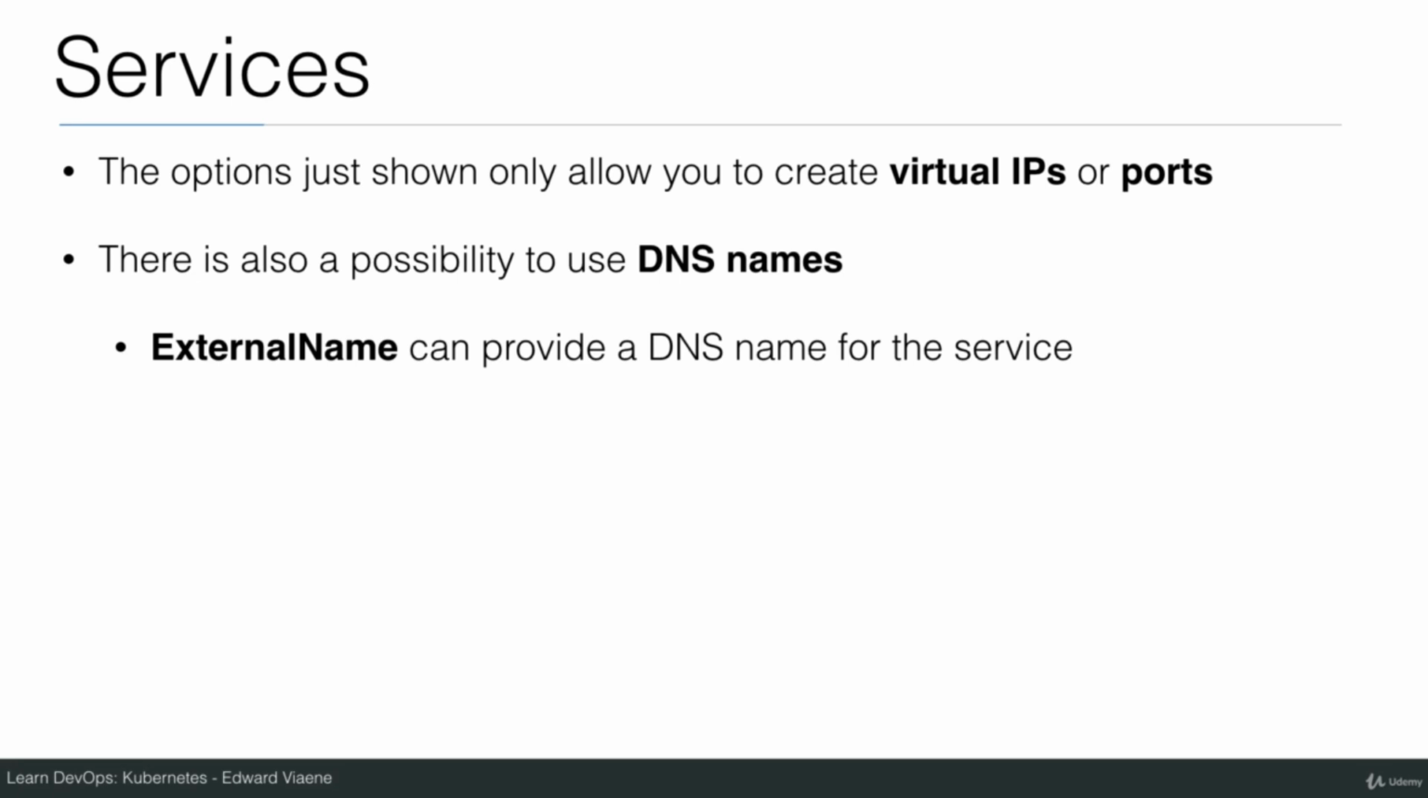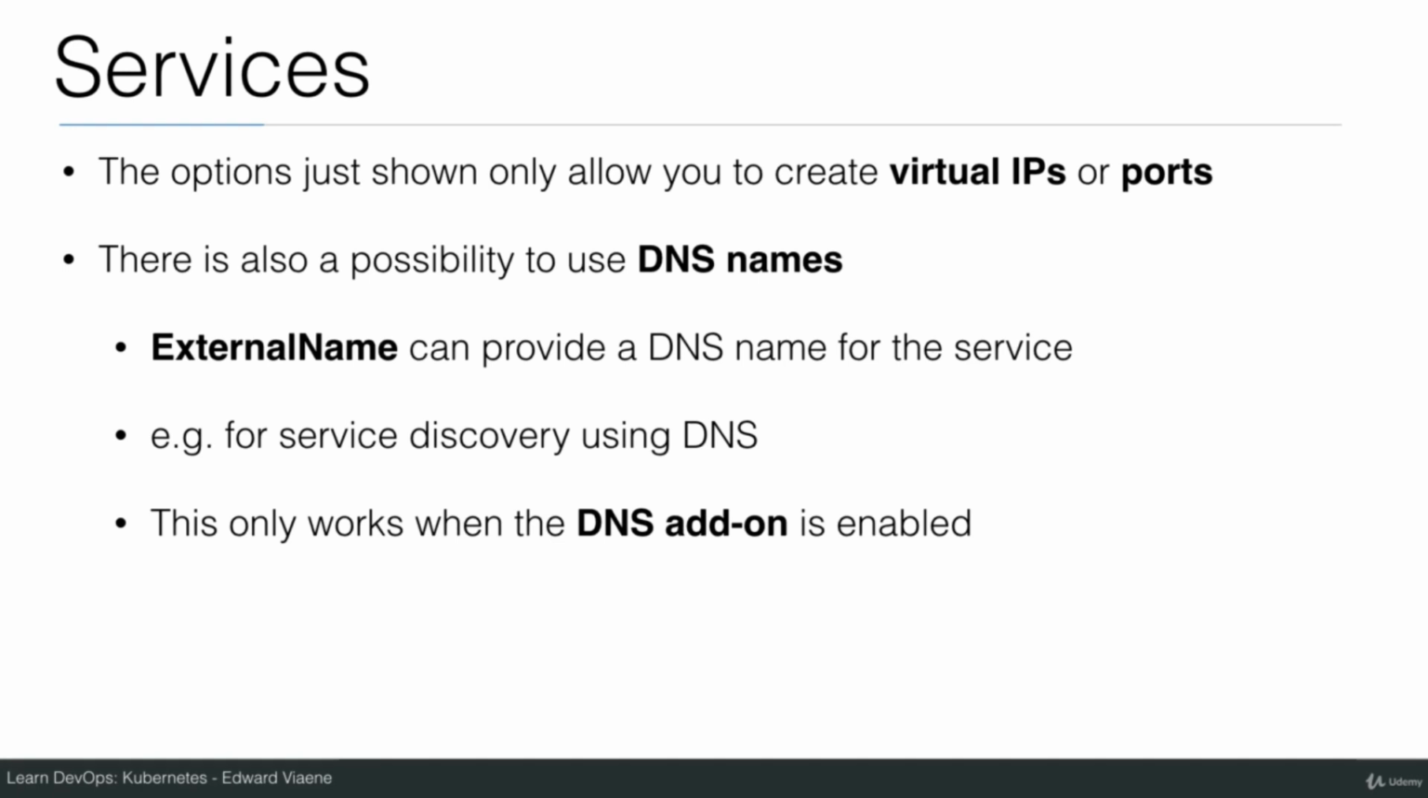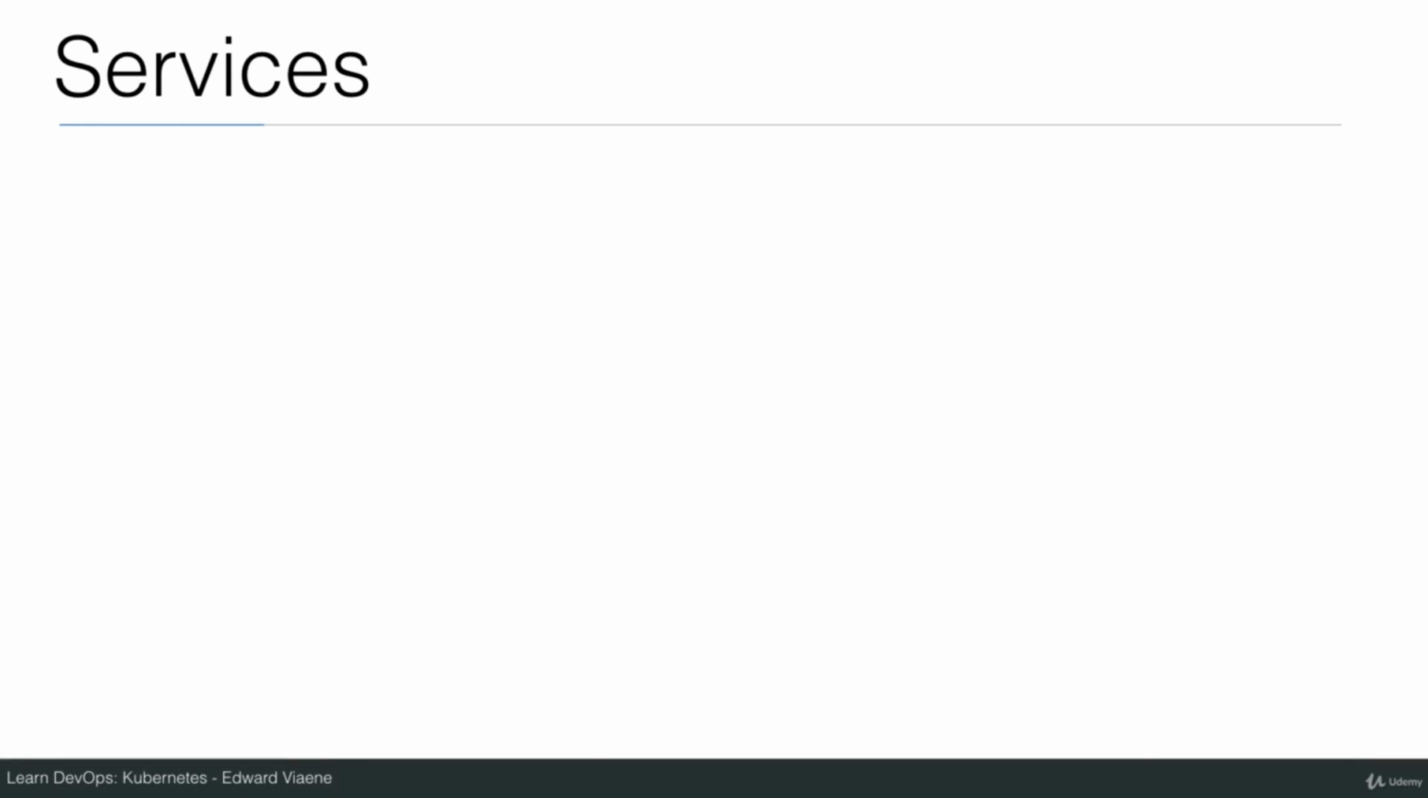If you use external name in the service definition, you can provide a DNS name for the service, for instance, for service discovery using DNS. This only works when the DNS add-on is enabled. I will discuss this later in a separate lecture. I'm going to talk about service discovery, and I will then also talk about this DNS add-on.